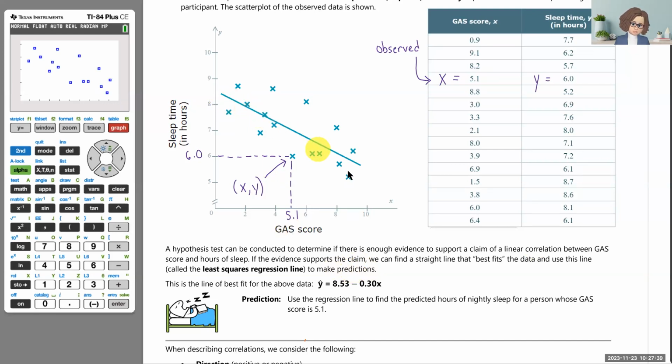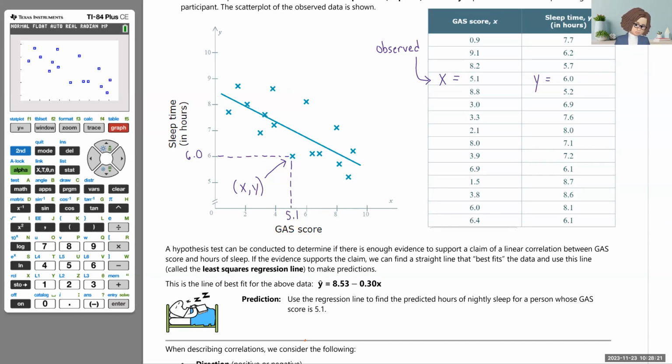So this line you see, it has different names. It's called the line of best fit. More officially, it's called the least squares regression line. And then sometimes I just say for short, regression line, but it's our attempt to describe the relationship between the variables. Now, that line here I've provided, but let me talk about notation. So X and Y represent what we observed for our participants. But I'm going to be using this straight line to make some predictions in general for a person, say, that has a GAS score of 5.1.